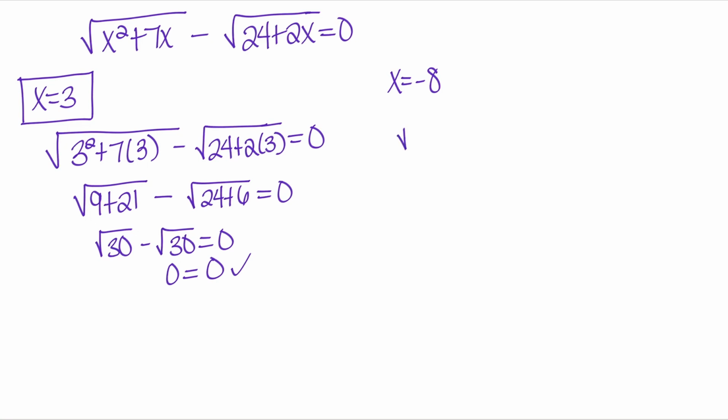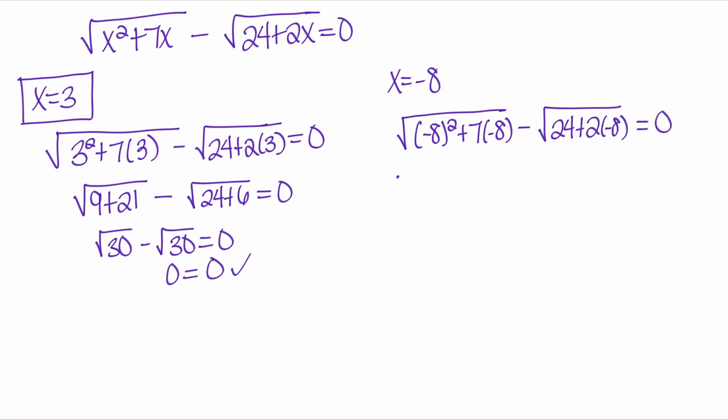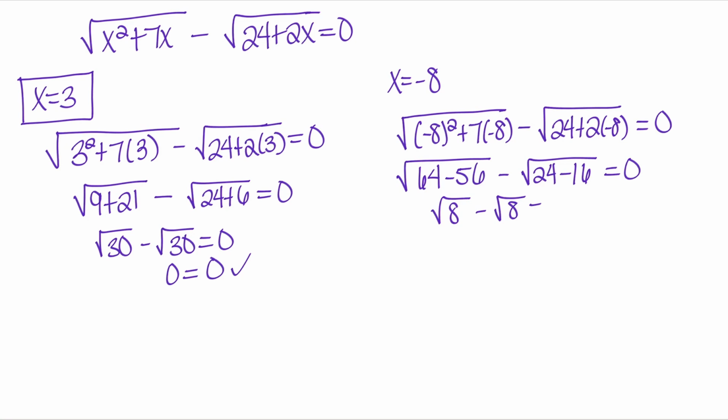Now let's try x equals negative 8. So we have negative 8 squared plus 7 times negative 8 minus the square root of 24 plus 2 times negative 8. Checking if that equals 0. So we have the square root of 64 minus 56 minus the square root of 24 minus 16 equals 0. So that tells me the square root of 8 minus the square root of 8 equals 0, which is in fact true. So that means x equals negative 8 is also a solution. So we actually have no extraneous solutions in this problem.